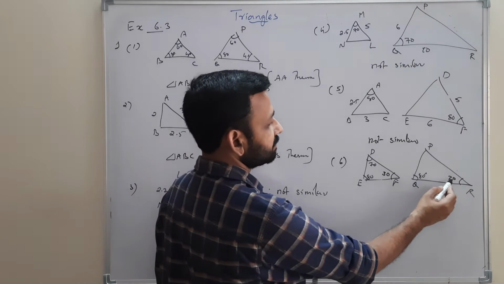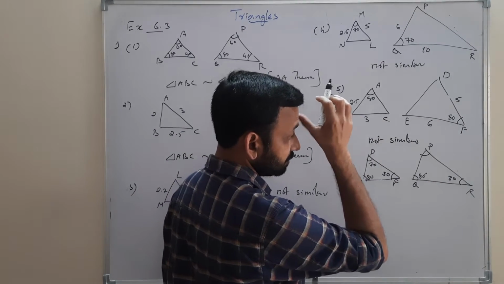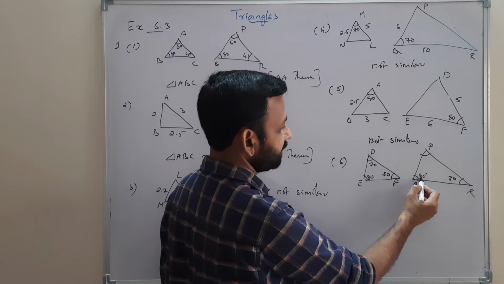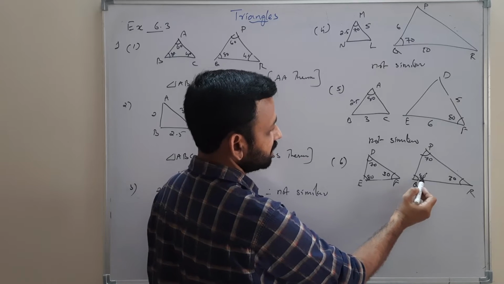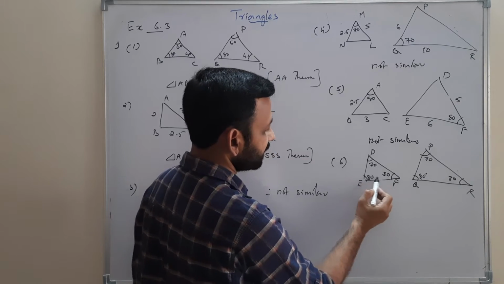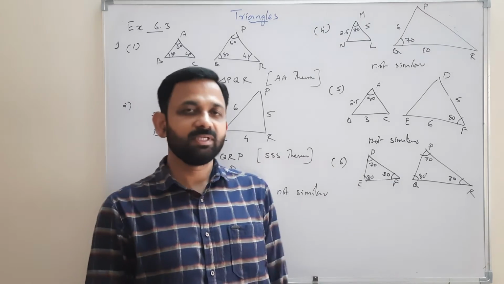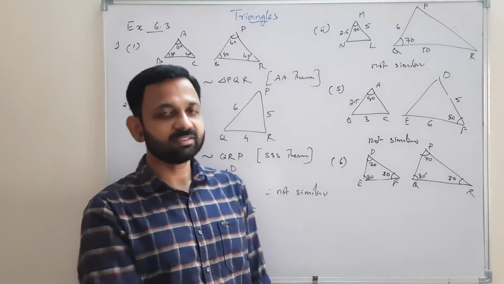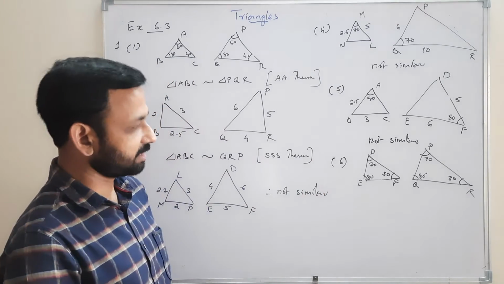And similarly here, it will be 80 degree, it will be 70 degree. 70 plus 30 plus 80, 180 degree, 70 plus 30 plus 80, 180 degree. So when we find the third angle, then we can say all the angles are equal. Corresponding angles are equal. So these two triangles are similar.